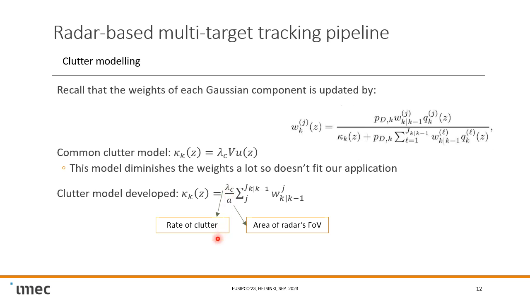Lambda of C is the rate of the clutters that we see in the observation data, in some sample data, and A is the area of the radar's field of view.